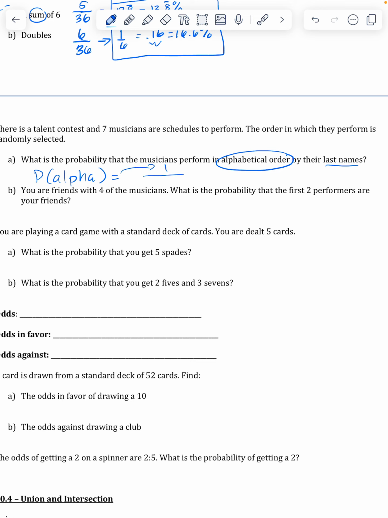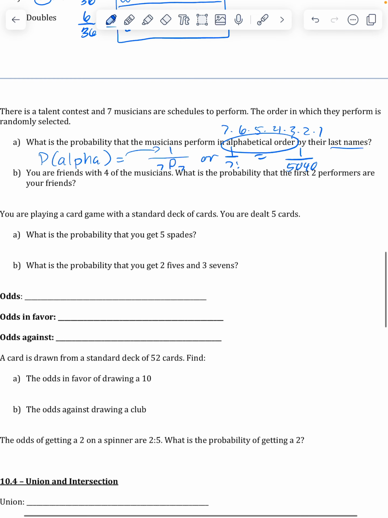Now, counting up all the ways is where all the stuff we did in 10, 1, and 2 comes in. Because if you have 7 musicians and they're going to go in order, you can do that one of two ways. You can say, well, that's 7 place 7, because I'm putting them all in order. Or you would think of it as 1 over 7 factorial, because you're thinking, well, I have 7 choices, then 6, 5, 4, 3, 2, 1 in terms of what order they go in. And I'm going to end up with 1 over 5040. And honestly, I just leave that as a fraction because it's the easiest way to do it.